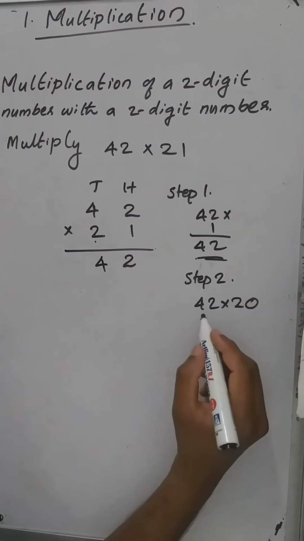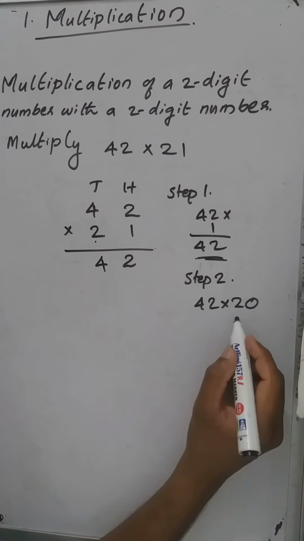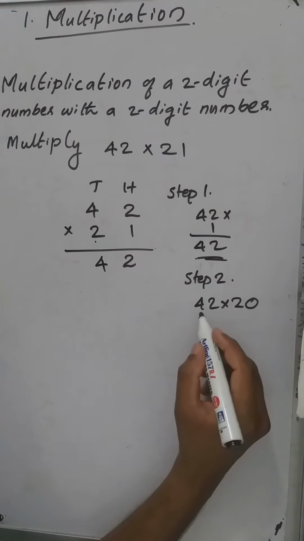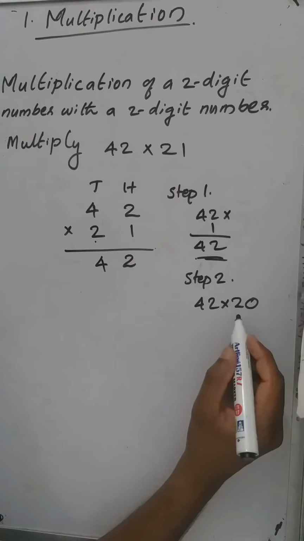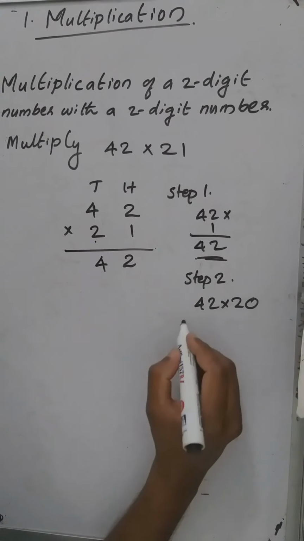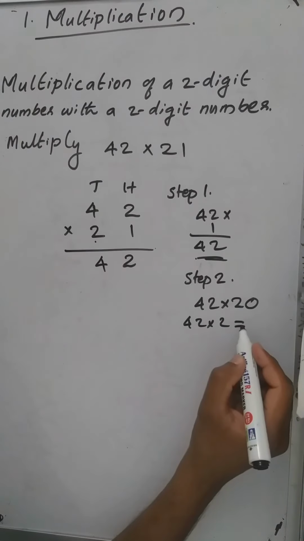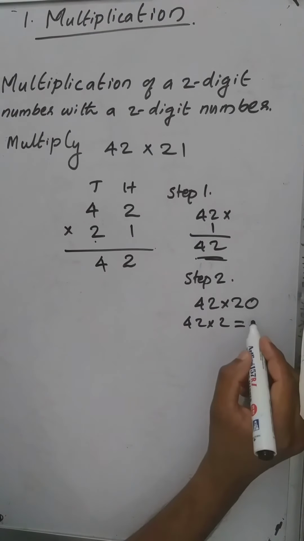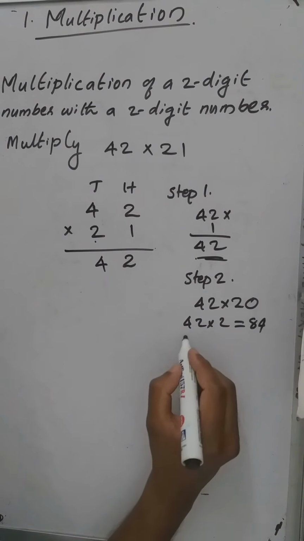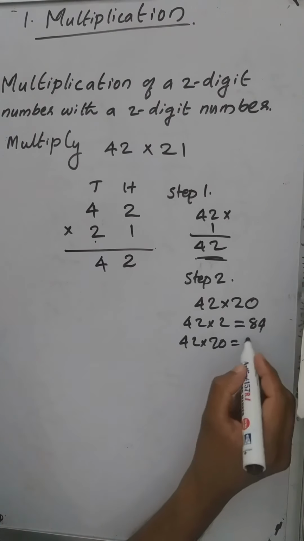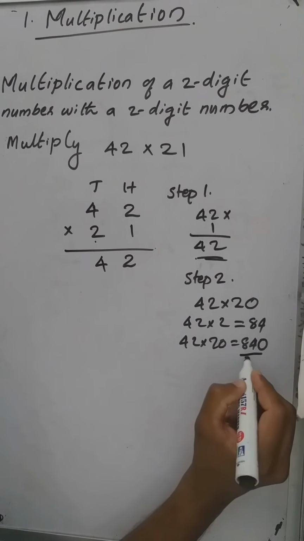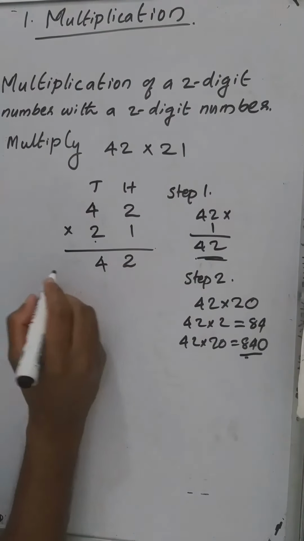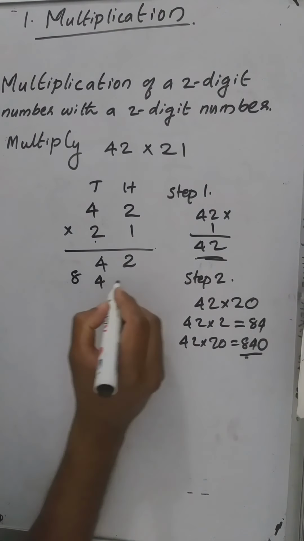Then for multiplying any number by 10, 20, 30 like that, what do we have to do? We have to multiply the numbers without 0, and after getting the answer we have to put 0 on the right side. So 42 multiplied by 2 is equal to, what did you get? When you multiply, we will get 84. Now 42 multiplied by 20 is equal to 84, and you have to put 0 on the right side. So we got the answer 840. So here in the answer side we will write 840.